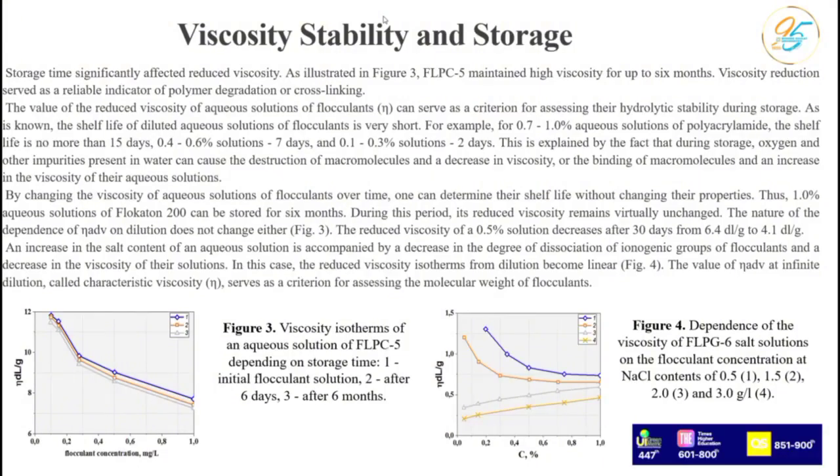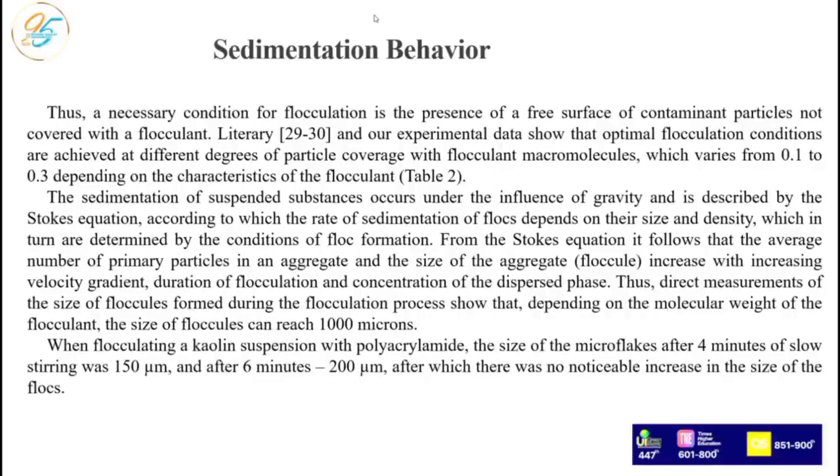Now, let us consider the sedimentation behavior of flocs during treatment. Sedimentation is the final step that allows flocs to be removed from water. The rate of sedimentation depends on both the size and density of flocs, which are determined during the flocculation stage. According to Stokes' law, larger and denser flocs settle faster. Our experiments showed that under optimal conditions, flocs could grow up to 1 millimeter in size. Let me now present additional results that confirm these findings.